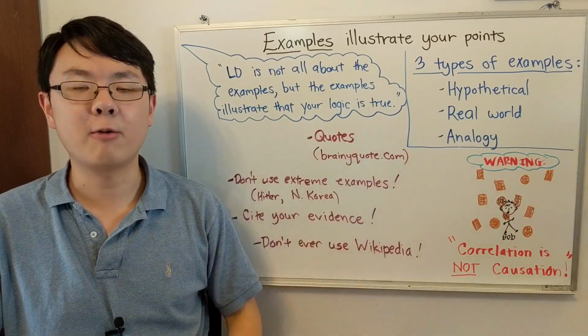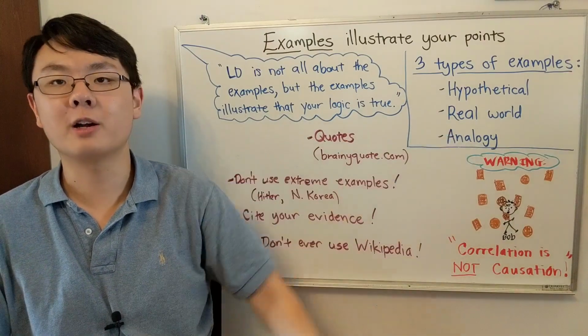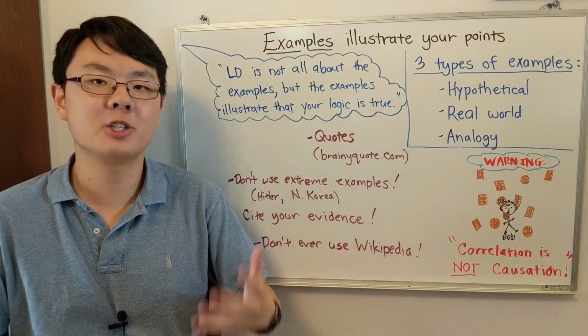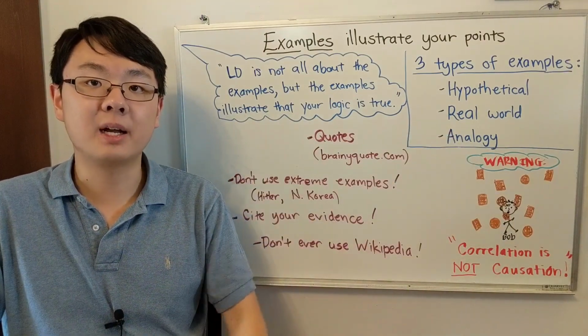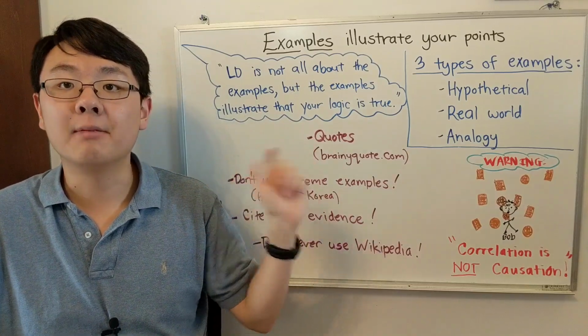You don't have to cite stuff everyone knows. Like if you say in your case, the sky is blue, you don't have to have a citation for where you got the information that the sky is blue. Common knowledge, you don't need a citation for in LD. But everything else, everything specific, you want to have a citation for your evidence.